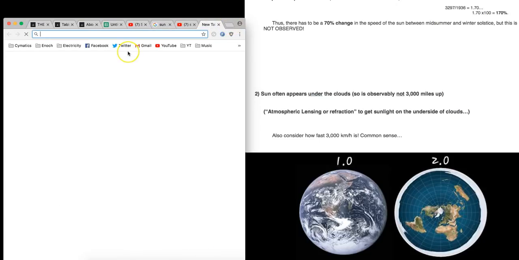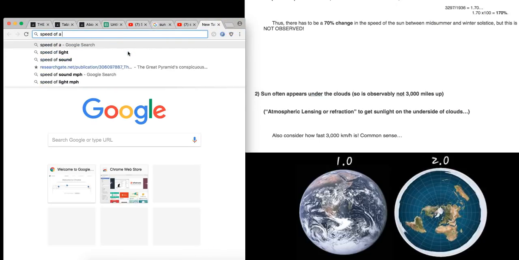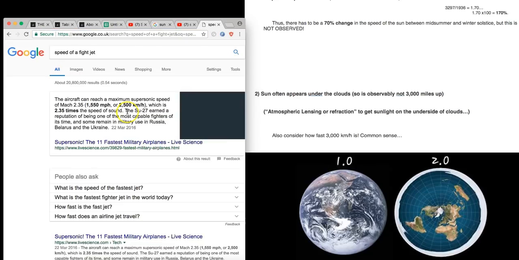If we... 3,000 kilometers per hour. Speed of a fighter jet. If we compare it to things, a fighter jet travels at 2,500 kilometers per hour. So this is what we're talking about.